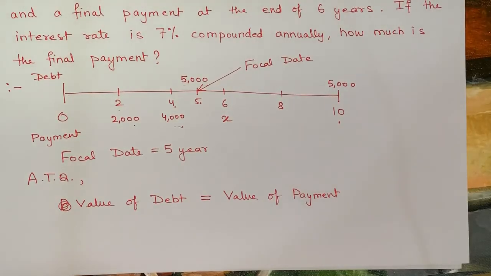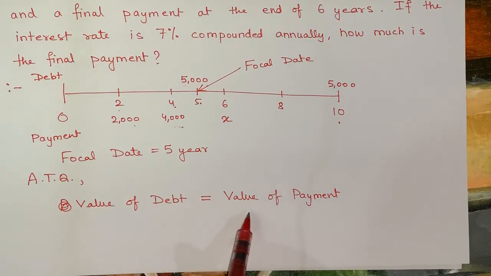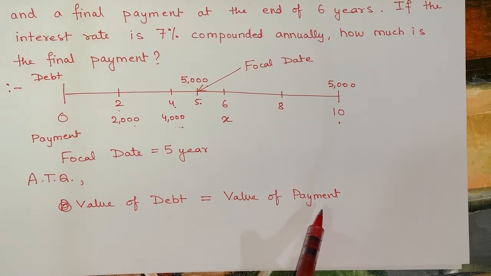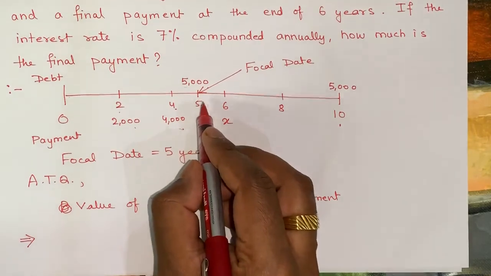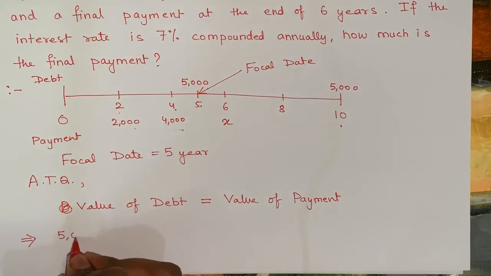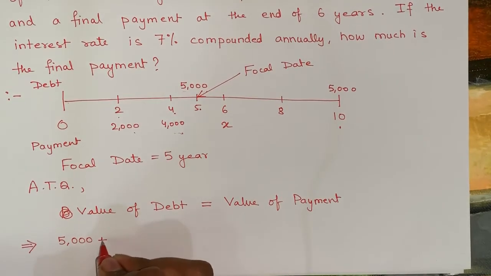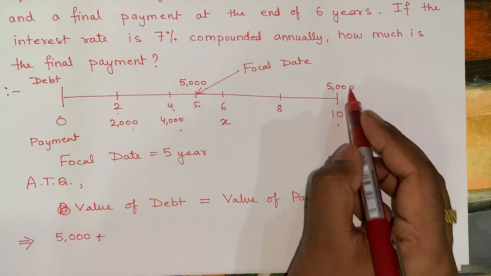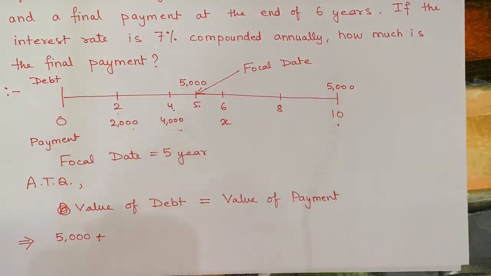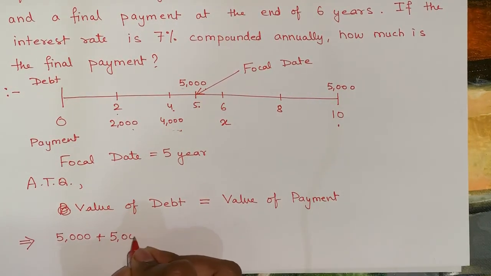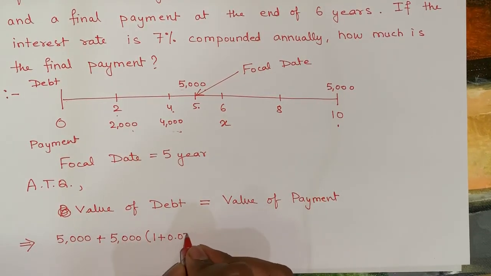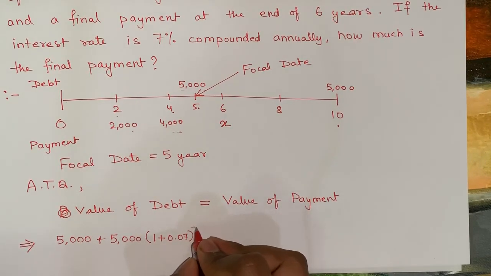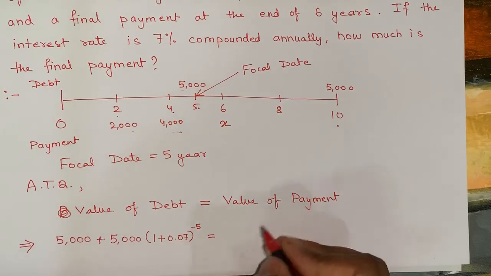Now we all know that as per the equation of value, value of debt on a focal date will be equal to value of payment on that particular focal date. So the value of debts becomes 5,000 in 5th year will be 5,000 because it is due in 5th year only, plus second debt is due at the end of 10th year, so we will discount it for 5 years. So this becomes 5,000 (1 + i), which is 0.07, to the power minus n, which is minus 5, which is equals to value of all payments.